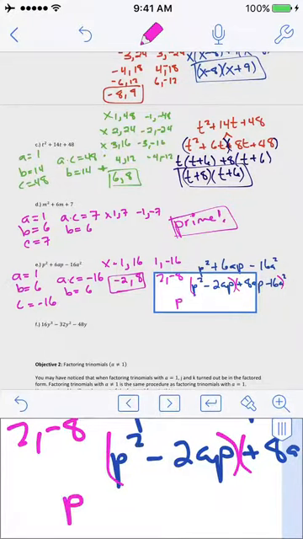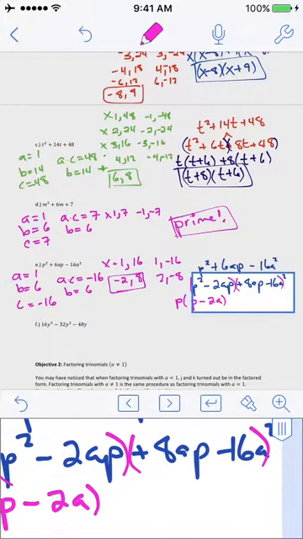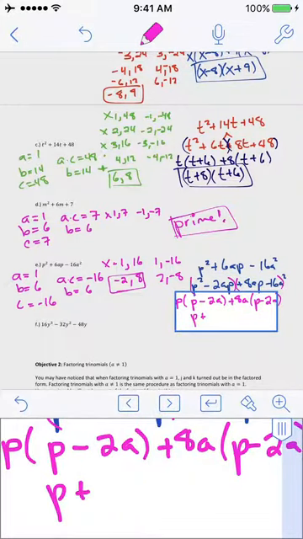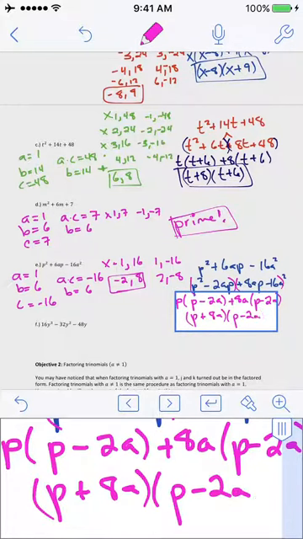Here, these guys have a p in common. I'm left with p minus 2a. Over here, these guys seem to have an 8a in common. So I'm left with p minus 2a. And they match. Fabulous. So it looks like p plus 8a times p minus 2a, right?